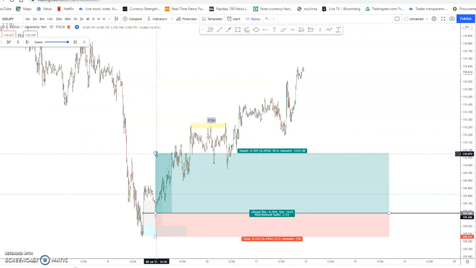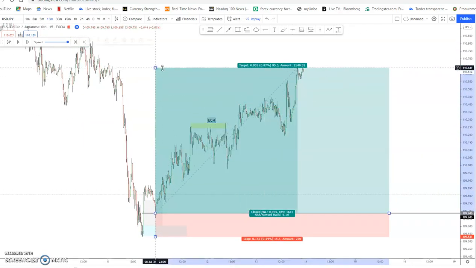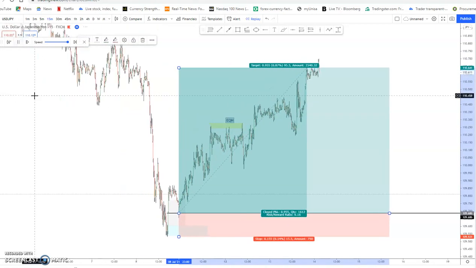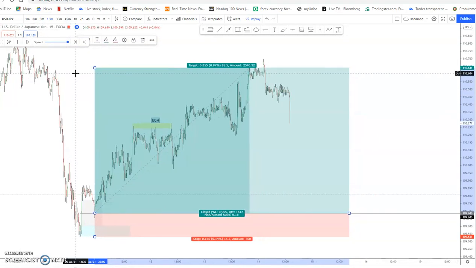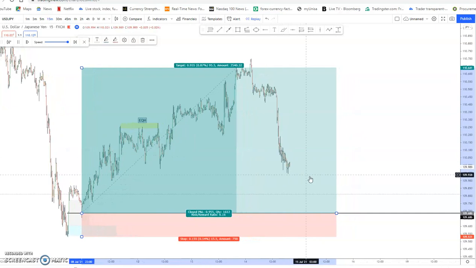Because right now this one would be at 1 to 6 risk reward, so about 1% risk for 6% reward. There it comes back down.